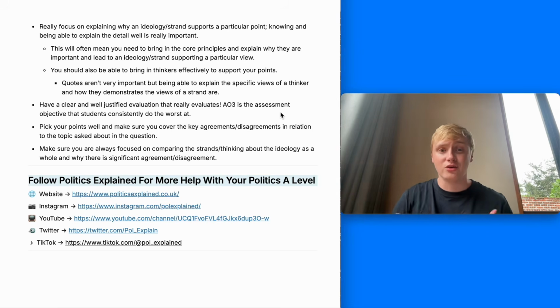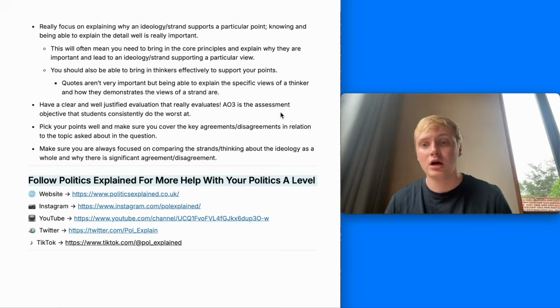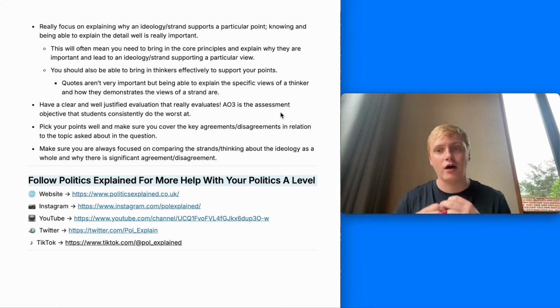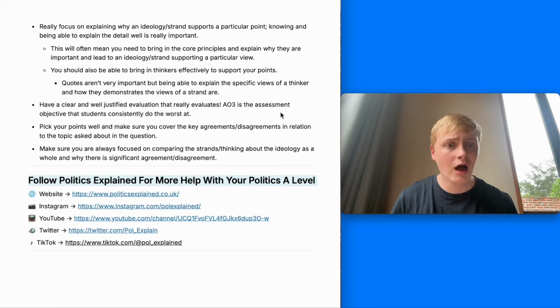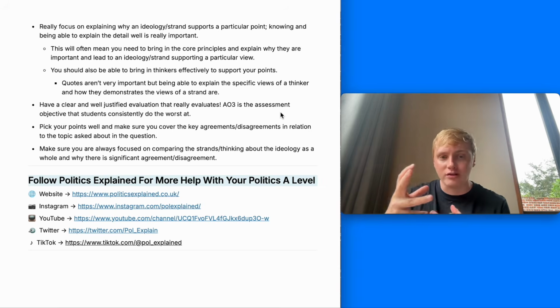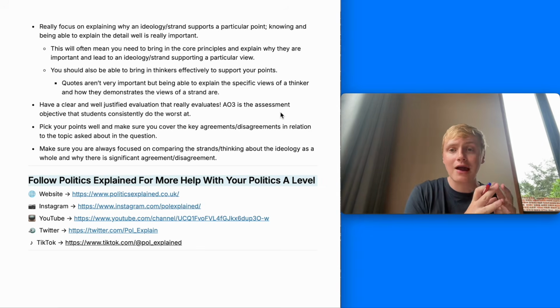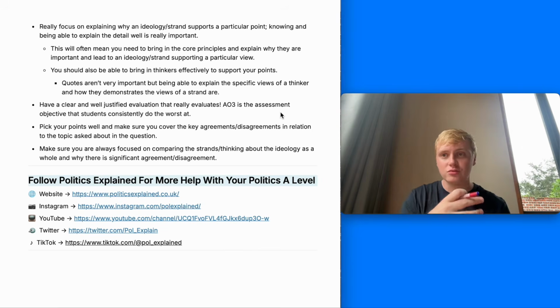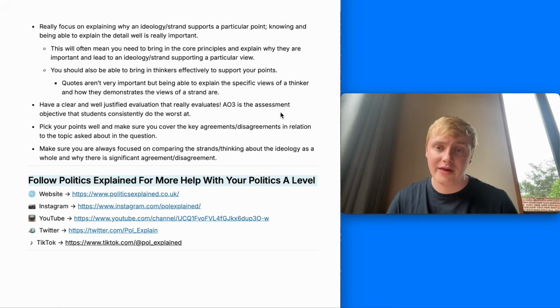You make sure you want to cover some key agreements or disagreements in relation to the topic. So if it's on the economy, you can't miss out their agreement on capitalism, for example, or disagreement on capitalism. You need to make sure that effectively you're covering some of the key agreements and disagreements, not missing out some major ones. And make sure that you're always focused on comparing the strands and thinking about the ideology as a whole and how there's agreement or disagreement. So using that comparative language about how they agree in those agreement paragraphs and how there's that agreement on key principles or ideas, and the comparative language in the disagreement paragraphs about how they fundamentally disagree.